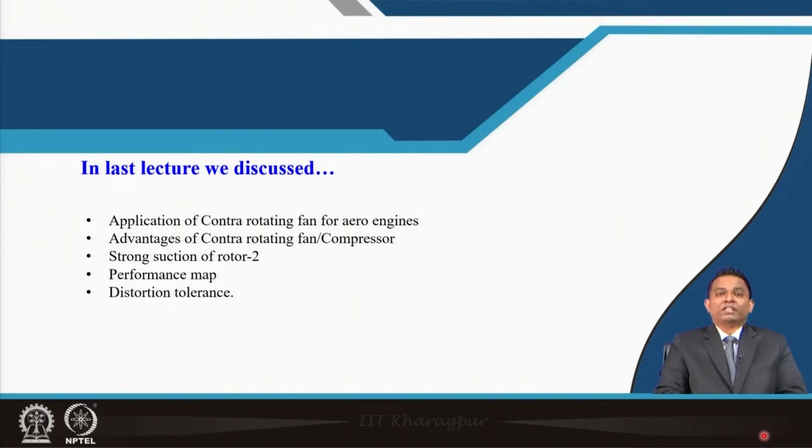Now, in this case, our second rotor is rotating in the opposite direction. We learned that when a rotor is rotating, it generates suction near the leading edge. Here, because rotor 2 is rotating at a higher speed, it will be sucking the air coming out from rotor 1, and that improves the performance of both rotor 1 as well as rotor 2, which is a benefit for us.